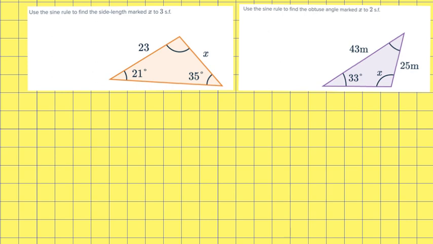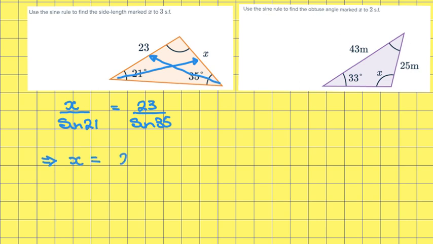Number one, use the sine rule to find the side length marked x to three significant figures. So we've got x and an angle of 21, and we've got 23 and an angle of 35. So we want to find the side, so it's x over sine 21 is equal to 23 over sine 35. Rearrange that, therefore we get x is equal to 23 times sine 21 all over sine 35. Therefore x is equal to 14.4 to three significant figures.